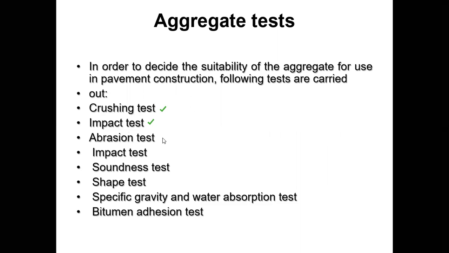The third one is the abrasion test. That means to find the wear and tear property of the aggregates, that is, how resistant it is to wear and tear, you need to conduct the abrasion test. Then this impact test is already over.